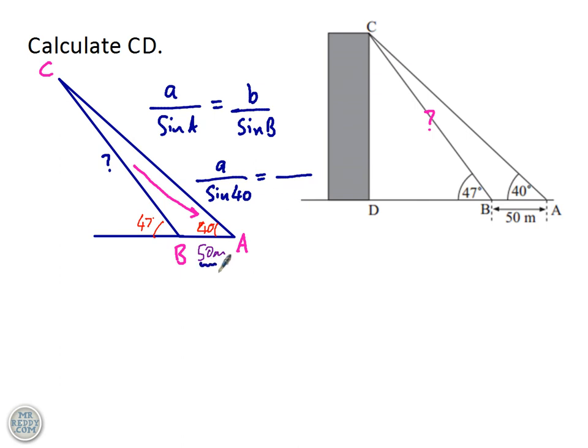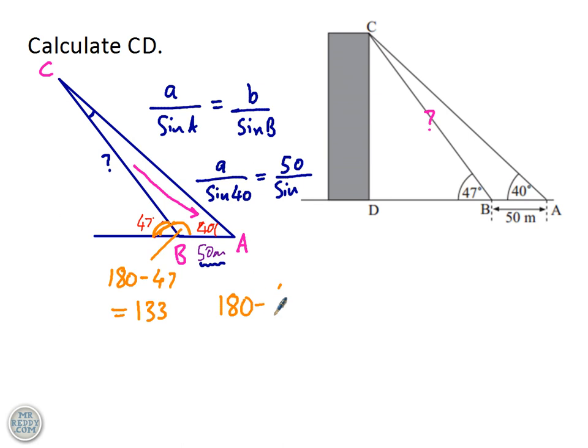I can see that this side is 50, so I'd really like to know this angle up here. So I could put 50 up here, and now I need to know what the angle is up there. What is the angle? Well, this angle here is on a straight line with this angle here. So that we can find by doing 180 take away 47, and we get 133. So that angle there is 133. If that is 133, when I add it to 40 and subtract from 180, then I'll find out what angle C is.